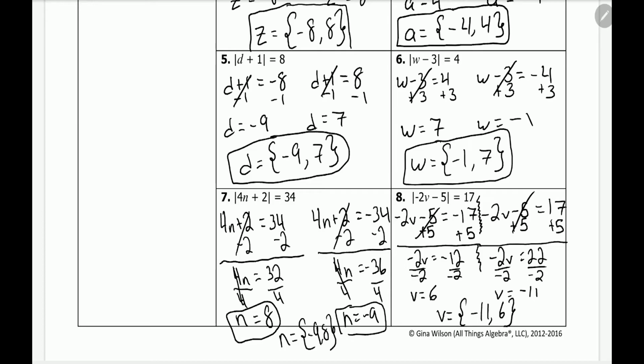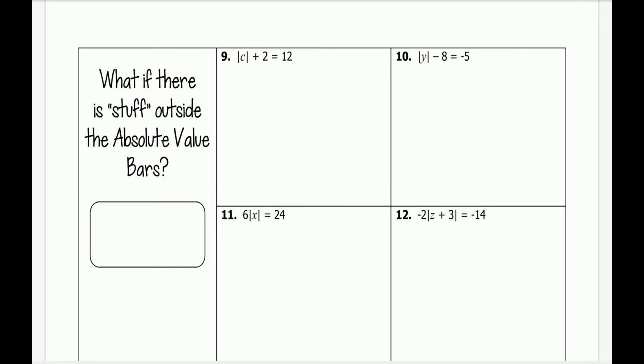And that's the first page. Let's move on to the second page. On the second page we have a question being asked. What if there is stuff outside the absolute value bars? Well, what does happen? If you remember, our very first step is to isolate the absolute value sign. Okay, so let's give this a try.